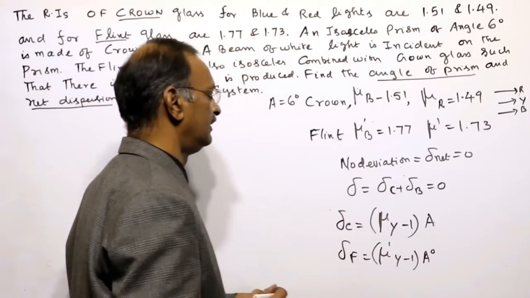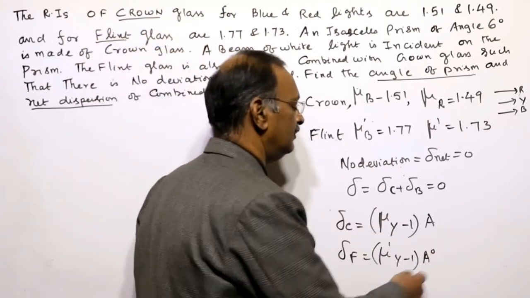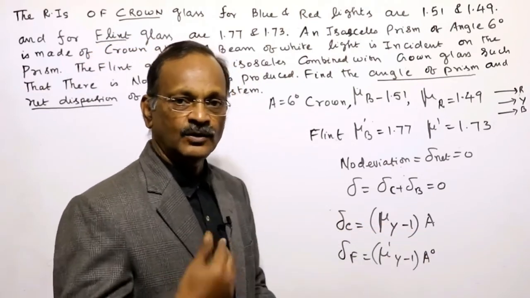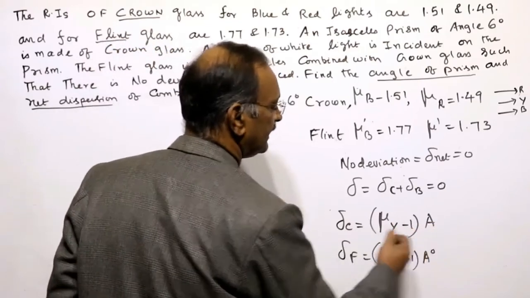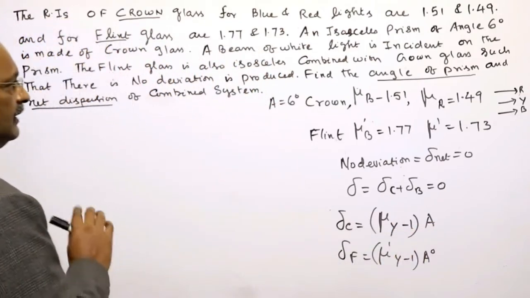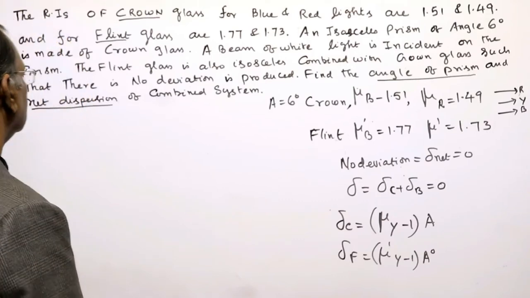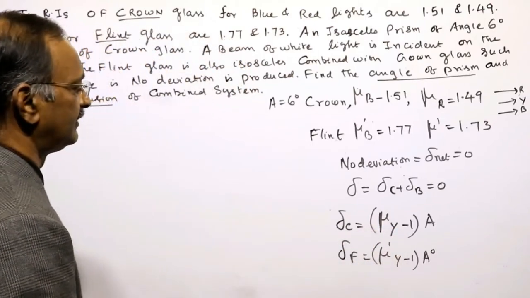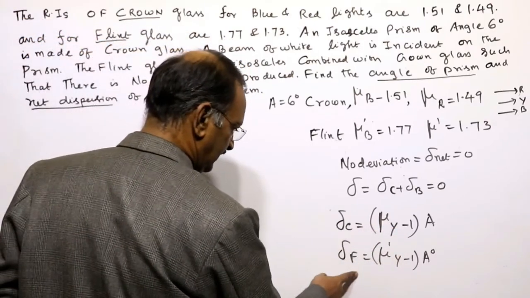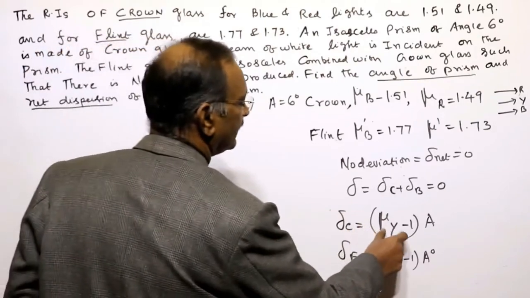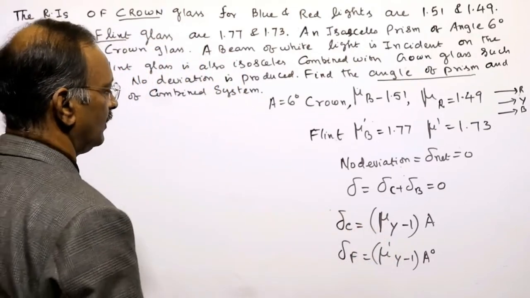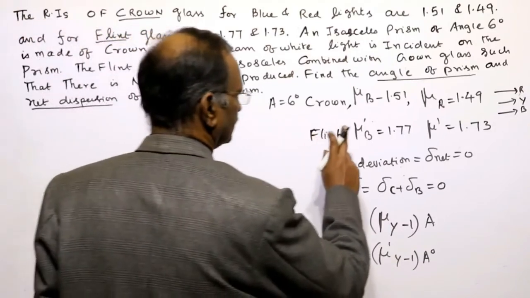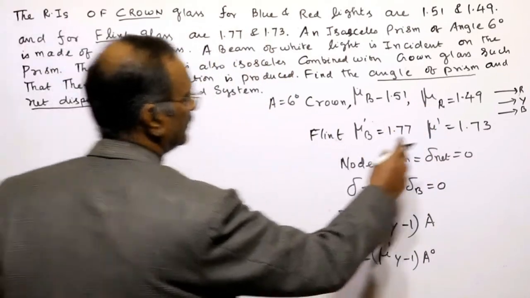This is for crown, this is for flint, and both are having a different angle of prism. Then only no deviation is possible. If both are having the same material and same angle, there won't be deviation and there won't be dispersion also. So we are taking the refractive index for the mean deviation for crown, mean deviation for the flint. We are taking the refractive index for the yellow color because that is the mean refractive index for both blue and red.